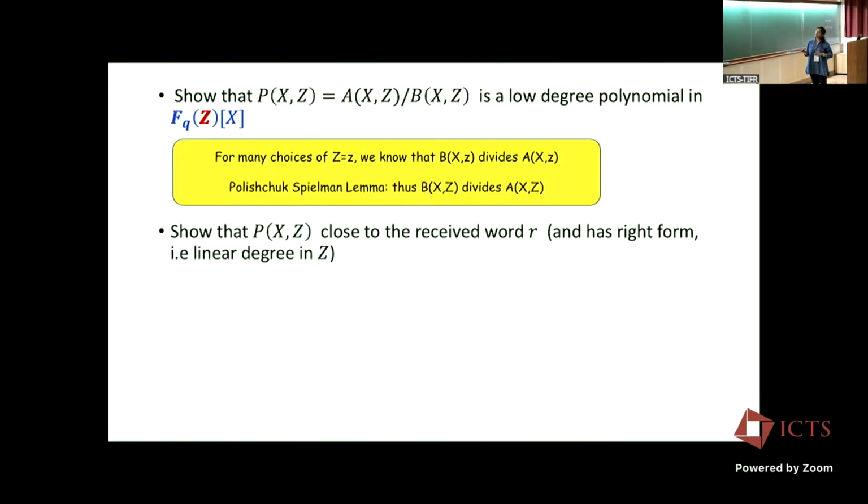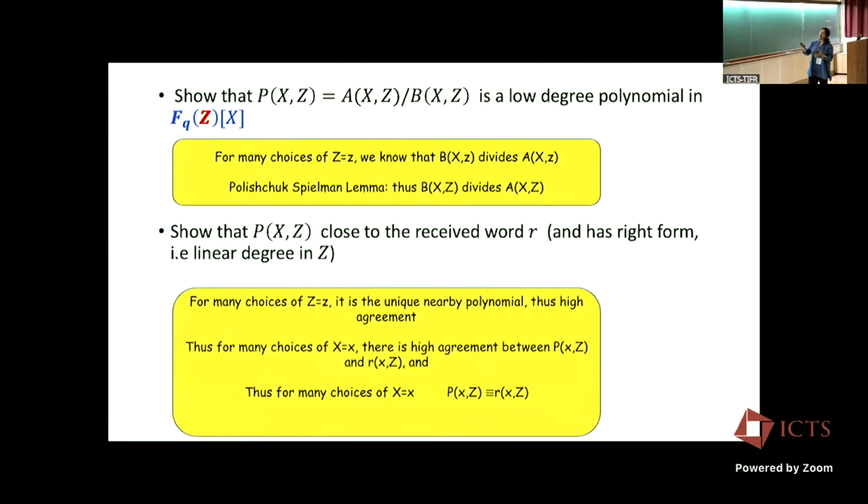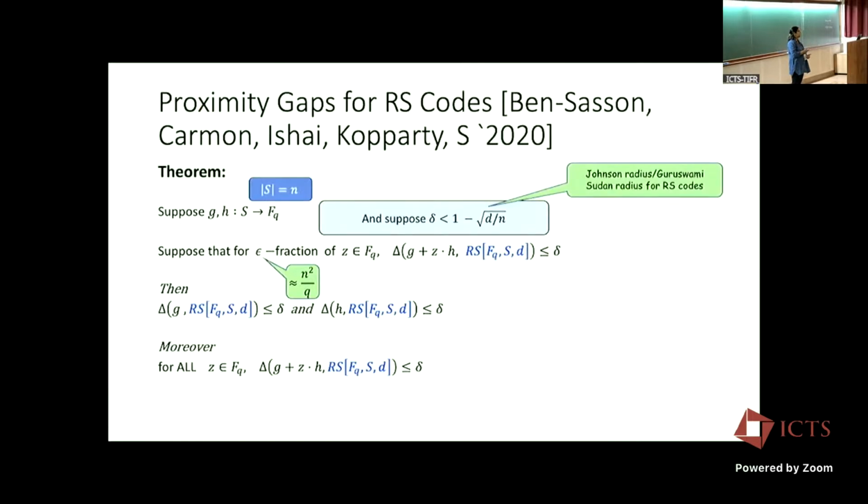And now, I'm almost out of time. Once you have that this polynomial P of x, z is a polynomial in X, let me skip this, but it's a simple argument to show that this polynomial is actually close to the received word. And again, you need to use the fact that for many choices of little z, it is close to the received word where capital Z is plugged into little z. And it's a simple argument to conclude that this polynomial P will have the right form, the degree in z is linear, and it will be close to the received word. And we do something similar for the Guruswami-Sudan algorithm as well, to go for decoding radius all the way to 1 minus square root rho.